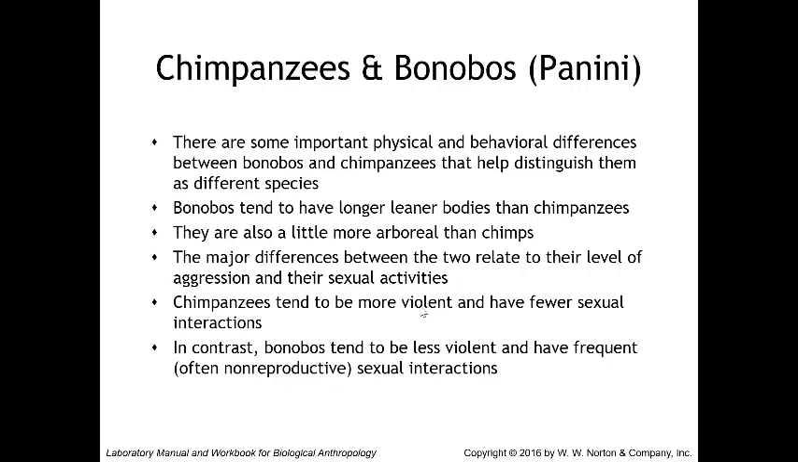Bonobos tend to have longer, leaner bodies than chimpanzees do. They are also a little bit more arboreal than chimps are. The major differences, though, between chimpanzees and bonobos relate to their level of aggression and their sexual activities. Chimpanzees tend to be more violent and have fewer sexual interactions, whereas bonobos tend to be less violent and have frequent, often non-reproductive sexual interactions.